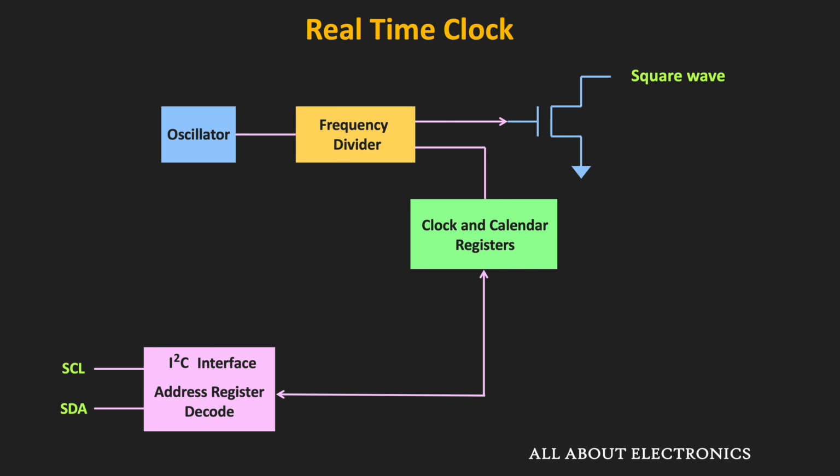Apart from that, to power up all the circuitries, we also have the power control block. Whenever the external supply VCC is available, then the RTC will operate on the external supply.